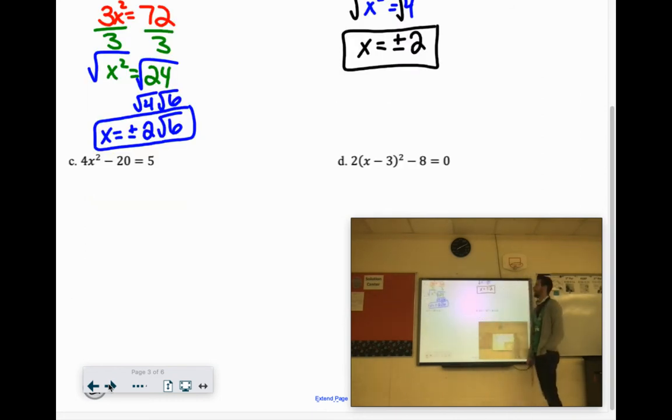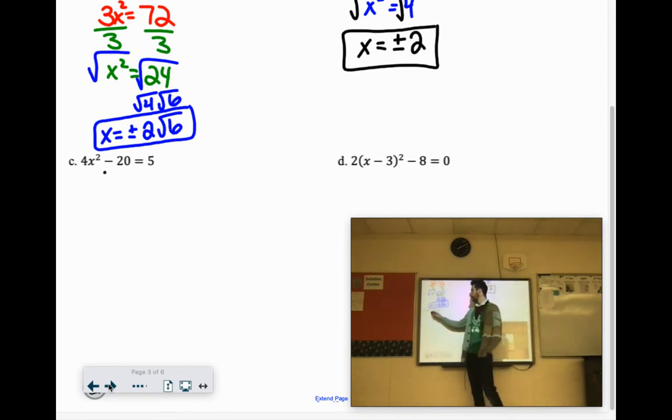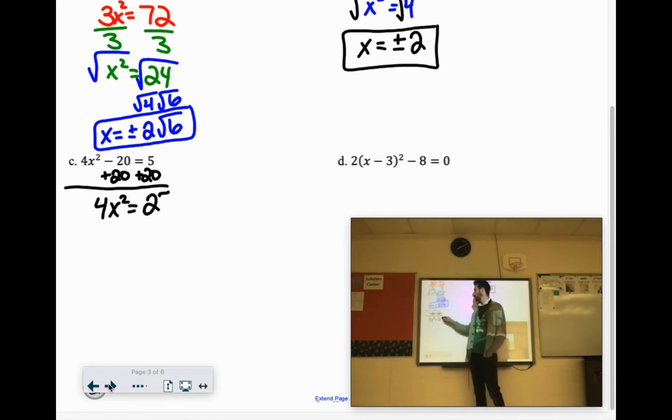4x squared minus 20 equals 5. Okay, we'll get rid of the minus 20 first. Plus 20, plus 20. 4x squared equals 25. And you're like, okay, let's divide by the 4. Now we're going to leave this as a fraction. You can't simplify 25 over 4, so just leave it.